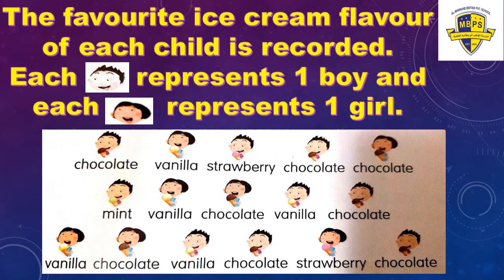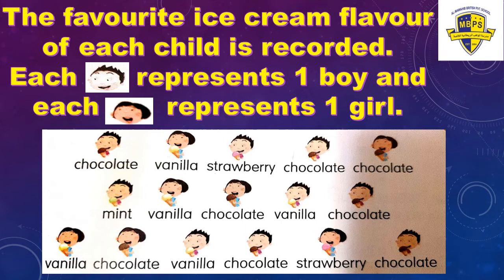Okay, students, now we are going to solve the second example. Okay, this is the next question. Now let's read the question first. The favorite ice cream flavor of each child is recorded. Now each boy, okay, you see the picture of the boy, yes? This picture of the boy represents one boy, and the picture that is given of a girl, it represents one girl.